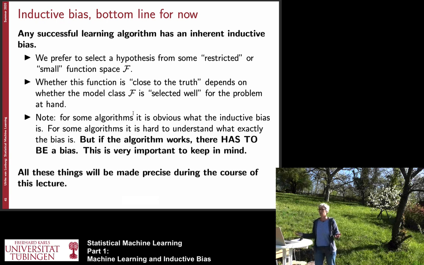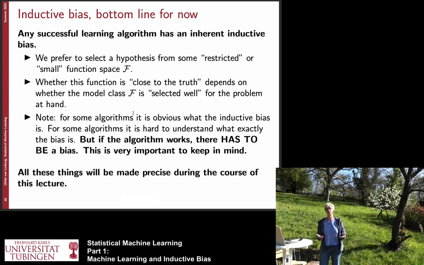So what is now the inductive bias? The bottom line. Any successful learning algorithm has an inductive bias. We tend to prefer or to select hypotheses from some restricted or small function spaces, because it helps us to focus on the functions that are important. And whether the function that has been learned by the algorithm is close to the truth really depends on whether this function class is well selected for the problem at hand.